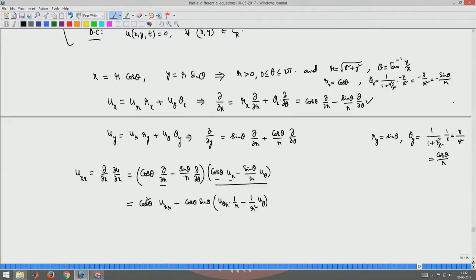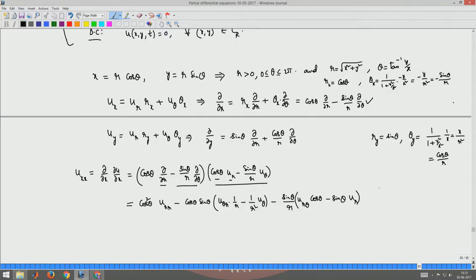And now you consider this part. So, you act it on here. So, you have a minus sin theta by r dou theta of u_r. Now you have to differentiate with respect to theta for this function of x, y. So, you have u_r theta cos theta plus, if you differentiate cos theta, that will be minus sin theta and u_r into u_r.